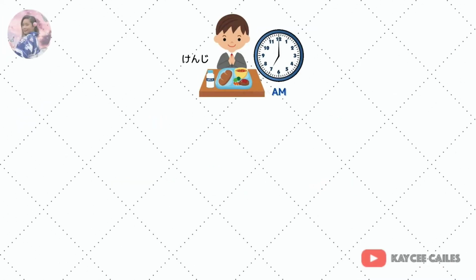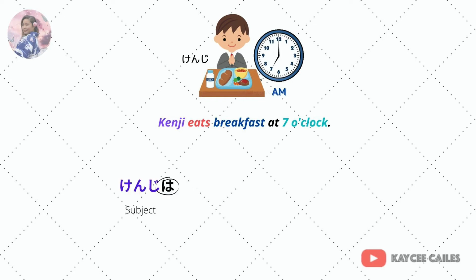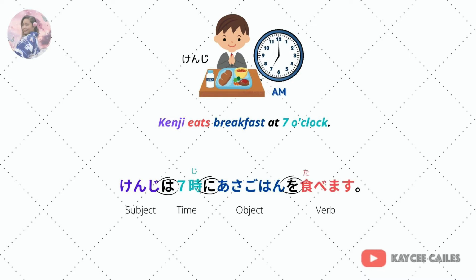Second illustration, we have Kenji eats breakfast at 7 o'clock. In Japanese, it is Kenji wa 7時 as our time, followed by the particle ni, asa gohan, as the object meaning breakfast. O, tabemasu. Kenji wa 7時に朝ごはんを食べます。Kenji eats breakfast at 7 o'clock.